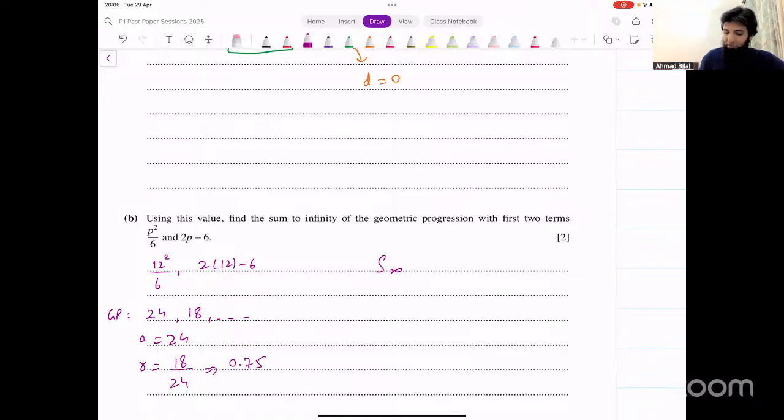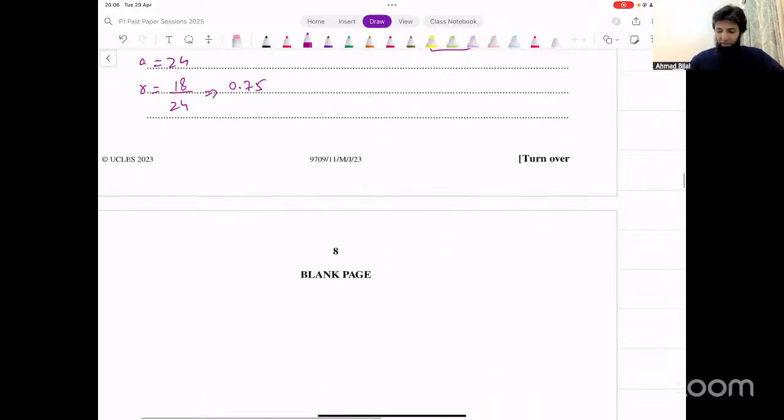Let's input values in the sum to infinity formula. A over 1 minus R, what's A? That's 24 divided by 1 minus 0.75. That will be 24 over 0.25, 24 times 4. That turns out to be 96. And that's the final answer. Okay, so that was the second part, fairly straightforward. Let's move on.